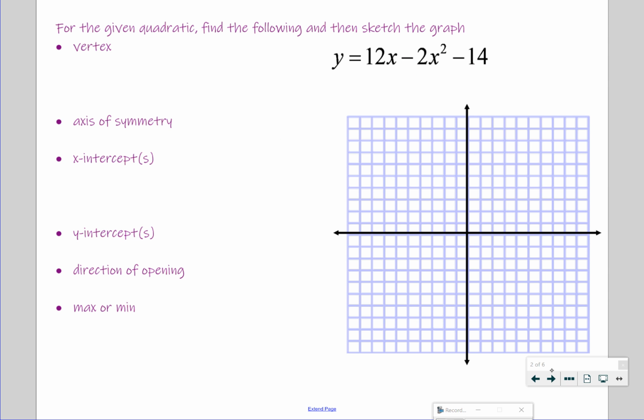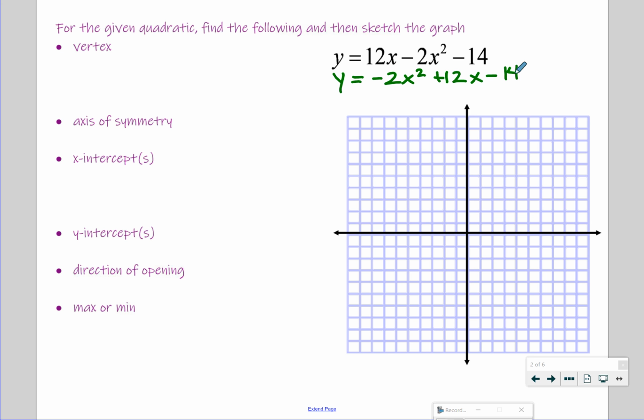All right, so in our first problem, we have a quadratic, which is our parabolas, and we want to sketch the graph and find all the little pieces and parts. I'm going to start by rewriting my equation in standard form. Y equals negative 2x squared plus 12x minus 14. That way I don't mix up any of my variables later on when I'm trying to do things.